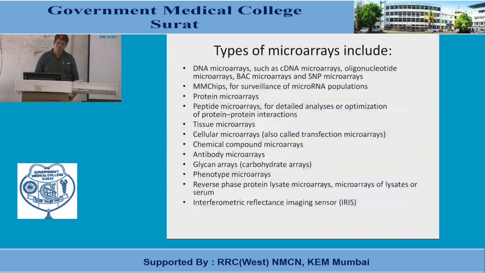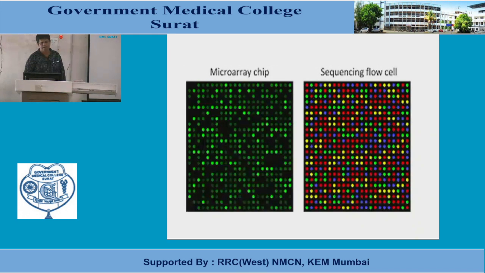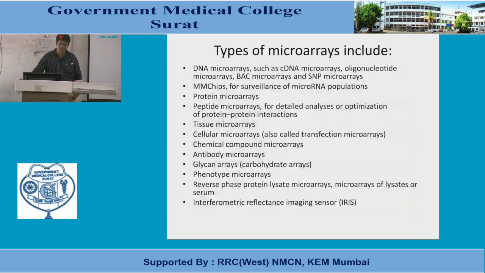Types of microarray include DNA microarray, chips, protein microarray, peptide microarray, tissue microarray, cellular microarray, chemical compound microarray, antibody microarray, glycan, phenotype, reverse phase, and interferometry. These are all types, but for a medical student, you just concentrate on the DNA microarray. And when you come to the PG exam after 5.5 years, at that time, these are going to be known and very important topics. Even today they are asked as questions from this topic.